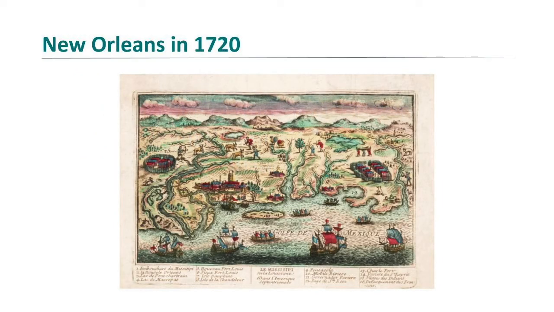This hand-colored engraving from around 1720 depicts the mouth of the Mississippi River and the city of New Orleans, then quite small. On the left and right are Native American villages surrounded by stockades.